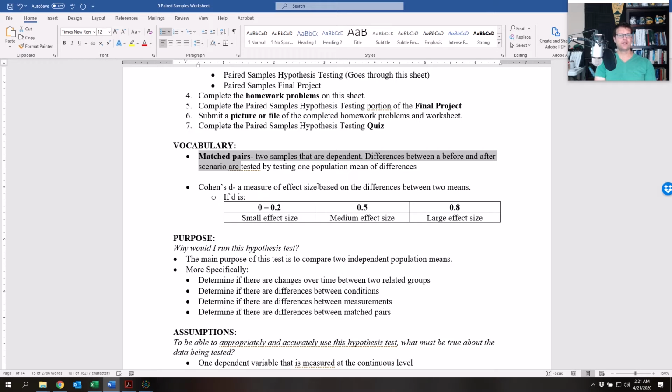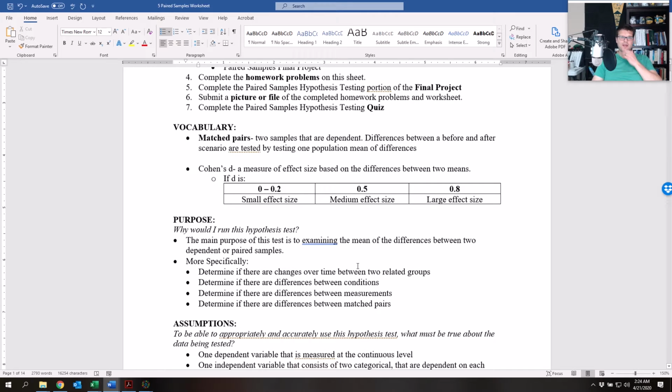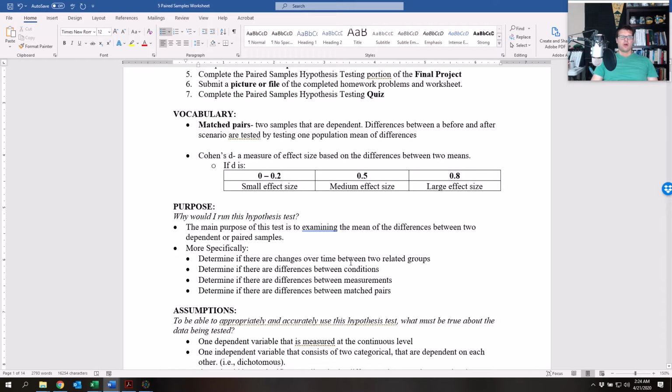So next, Cohen's d. We're still using effect sizes. This is Cohen's d effect size, so just be aware of that. Okay, so what is the purpose of this particular hypothesis test? Why would I run this hypothesis test? The main purpose of this test is to examine the mean of the differences between two dependent or paired samples.